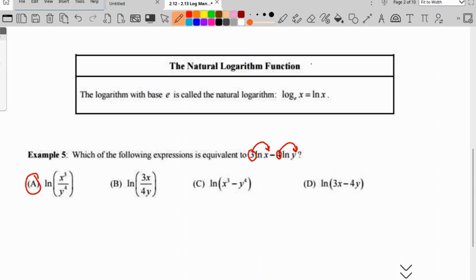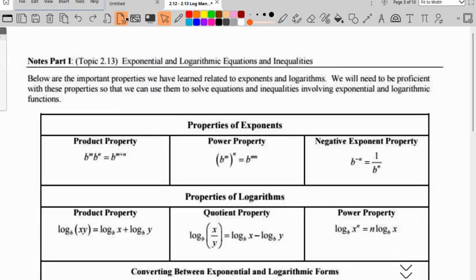Very nice. Okay, so that is our content for 2.12. Today on the board, we're doing 2.12 and 2.13. So that was 2.12.